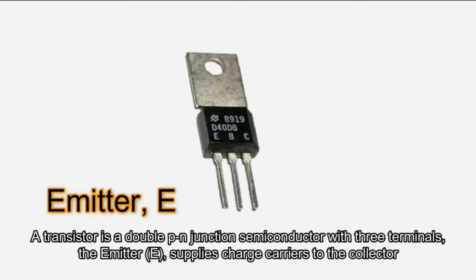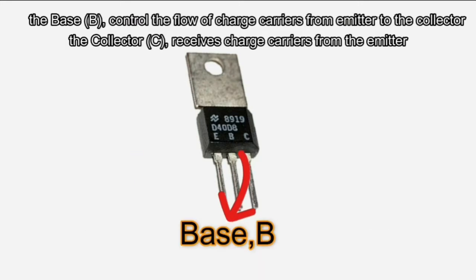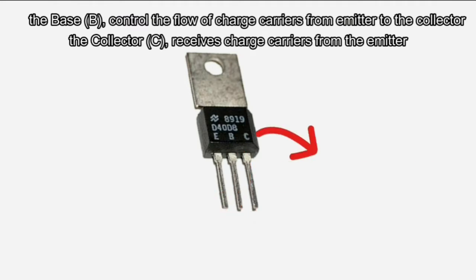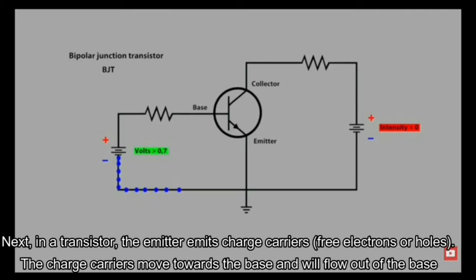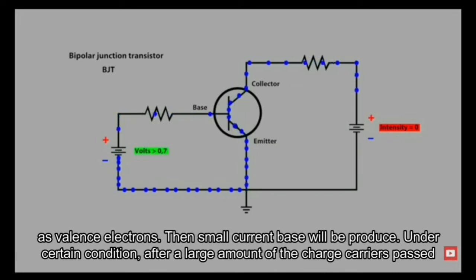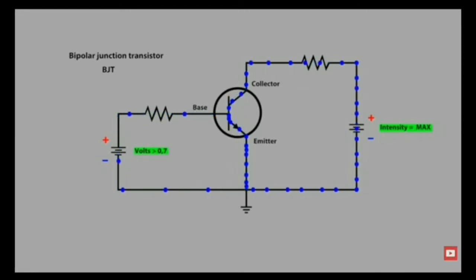A transistor is a double p-n junction semiconductor with 3 terminals, where the emitter E supplies charge carriers to the collector, the base B controls the flow of charge carriers from emitter to the collector, and the collector C receives charge carriers from the emitter. Next, in a transistor, the emitter emits charge carriers, which then move toward the base and will flow out of the base B as valence electrons. Then a small base current IB will be produced. Under certain conditions, after a large amount of the charge carriers pass through the thin base layer, the charge carriers will then be collected by the collector. The flow of electrons in the collector will produce a collector current IC.